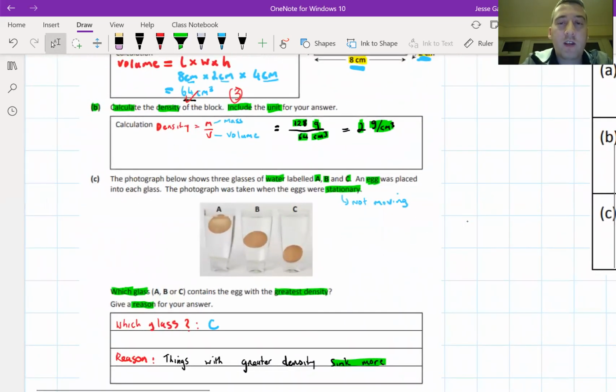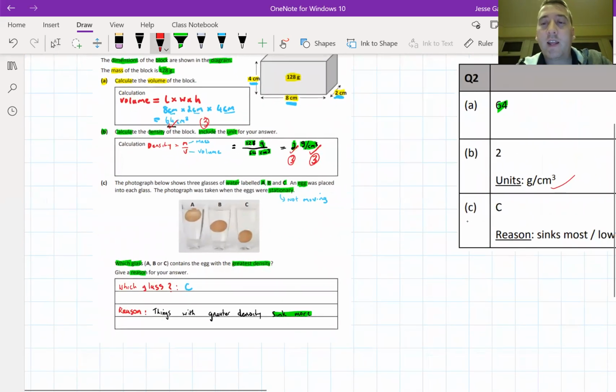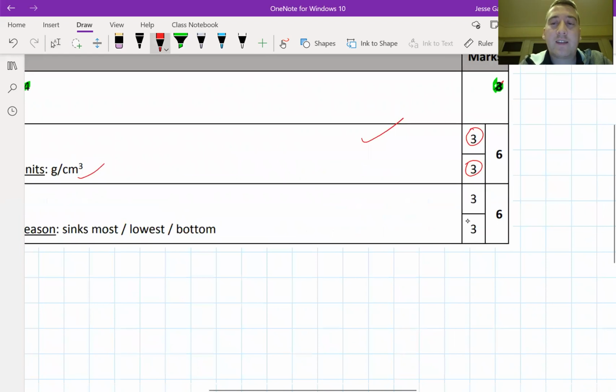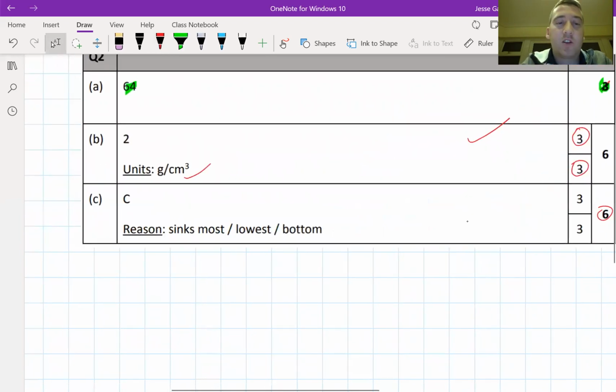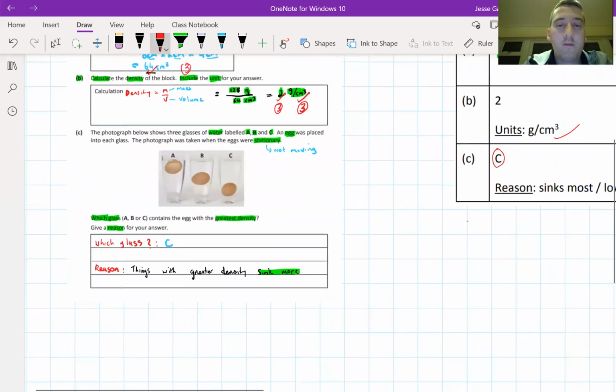So you only give yourself the 6 marks if you got both of these right. There's 3 and there's the second 3. So you've got to have the unit and the number, or you only get half of the marks. Okay, so it's really important to include your units when you're doing calculations. The next one, for the last 6 marks here, we were asked to say which one is the higher density. That was 3 marks, and then give a reason. So as you can see here, C is what we said. It's worth 3 marks, and then a reason.